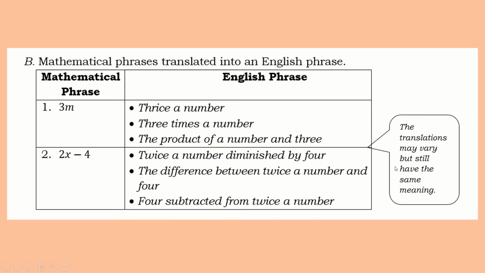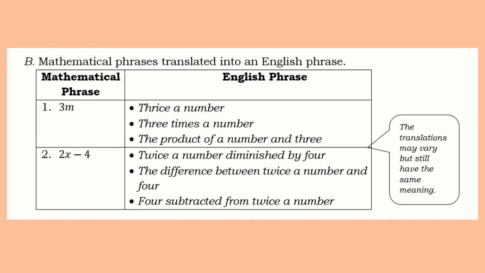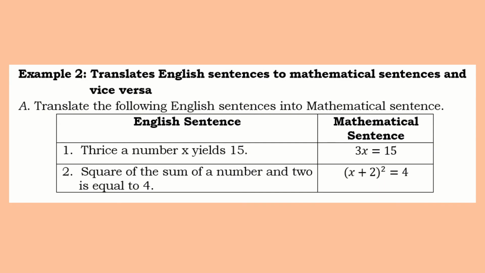To complete a mathematical sentence, always remember that we use the equal sign. So let's go back to our previous example. If we have here the mathematical phrases, observe that there is no equal sign because they are just phrases, so they are not yet complete. But if you translate an English sentence into a mathematical sentence, it is complete. We have here the equal sign.